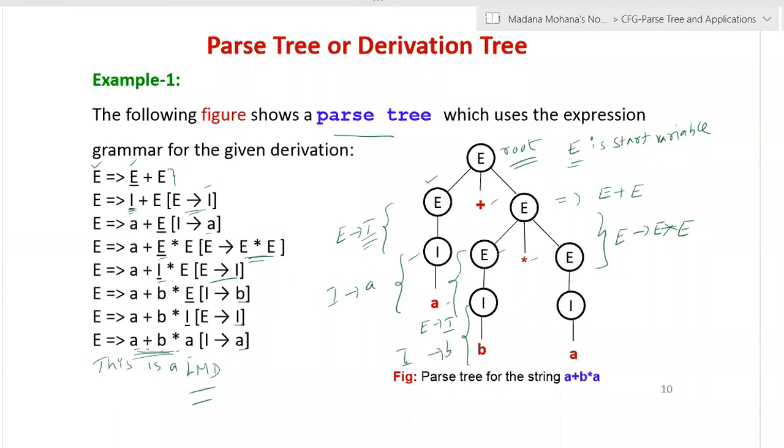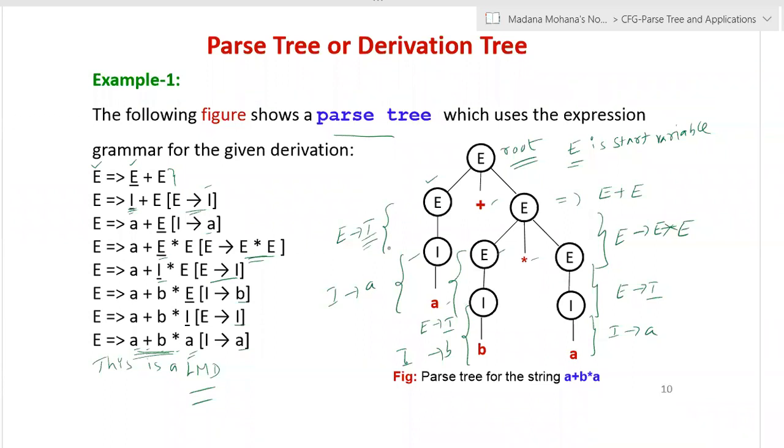Then the rightmost variable E is replaced by I. Here the substitution is E derives I. Then in the last step, the variable I is replaced by a terminal a, from the production I derives a. So here you can observe that in the derivation, whatever substitutions we used are all represented in the form of a tree in the same order. So this is called a derivation tree or parse tree.